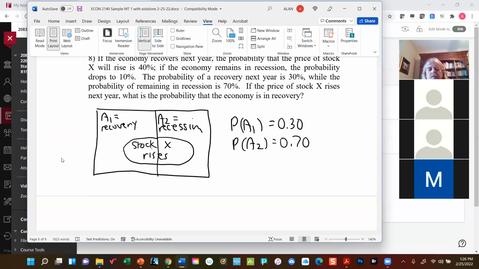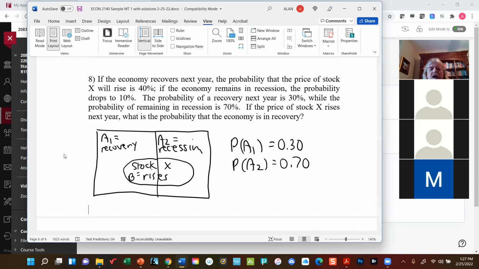That is what we're going to call B. Okay, so we will not have a probability for B. What we will have is conditional probabilities, where we're being told what the probability of B is depending on whether we're in a recovery or in a recession. So if you read these carefully, they're giving us both of these, the probability of B given A1 and the probability of B given A2.